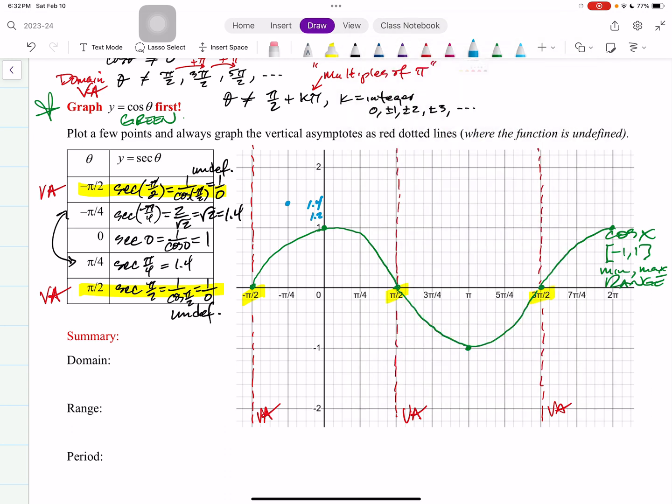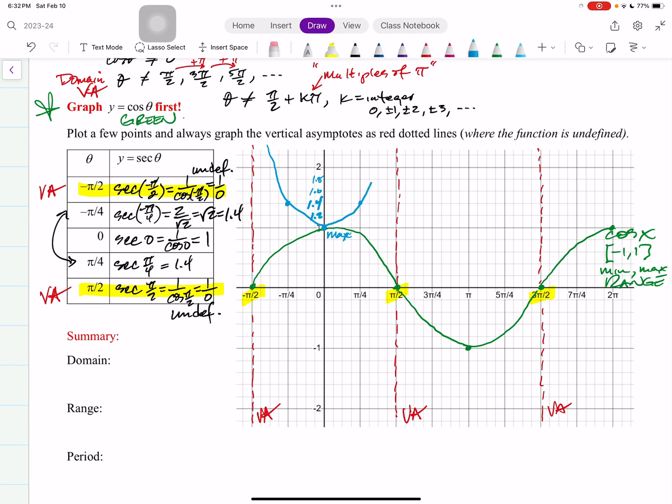Hopefully you guys follow that. So again, 1.6, 1.8, 2. So you plot that point. And then secant of 0 is 1, so it goes right through the max here. So it goes through the max. And then at pi fourths, you get 1.4 again, so it's here. So basically, secant kind of looks like this.